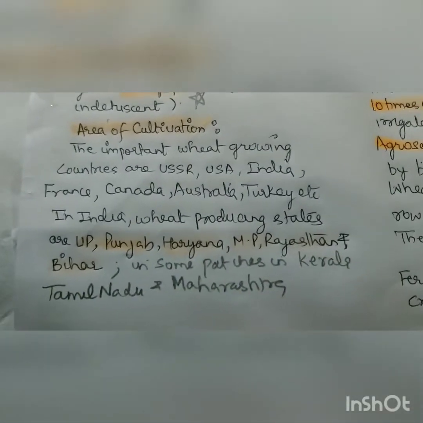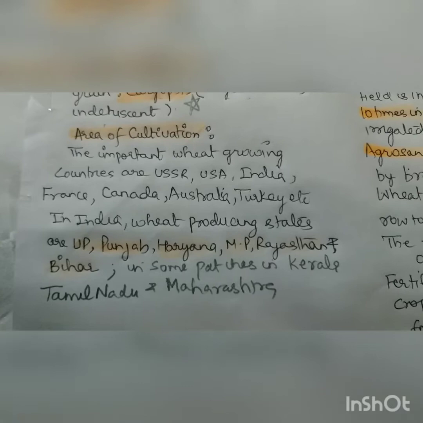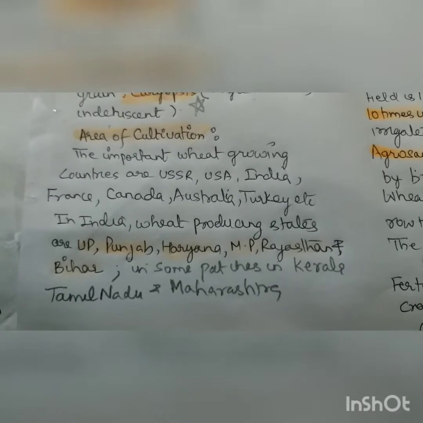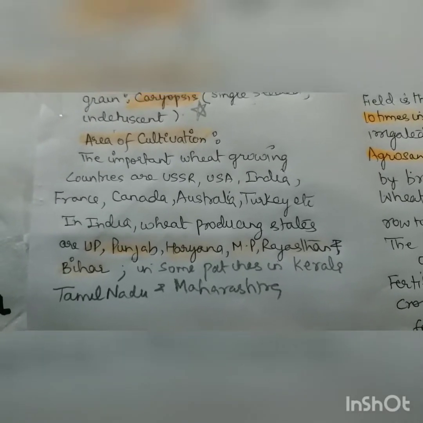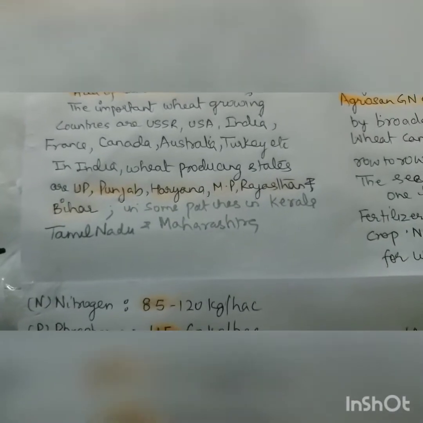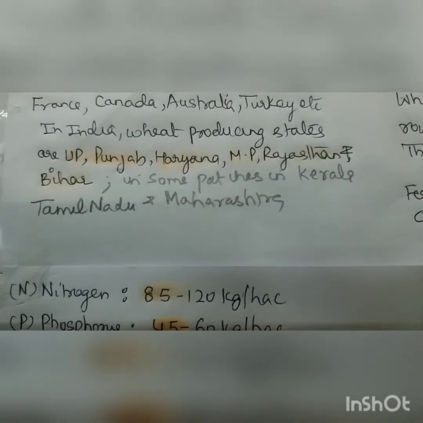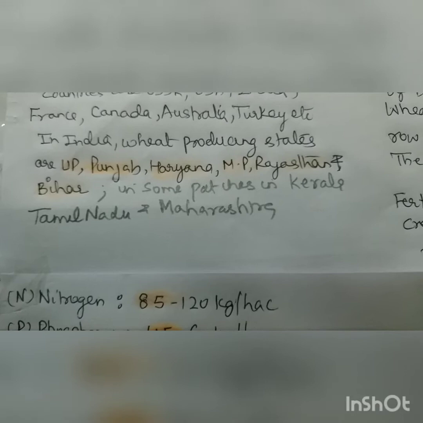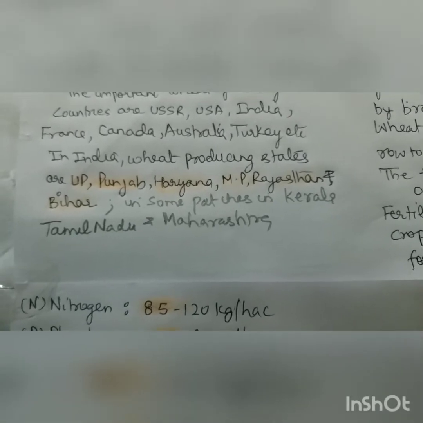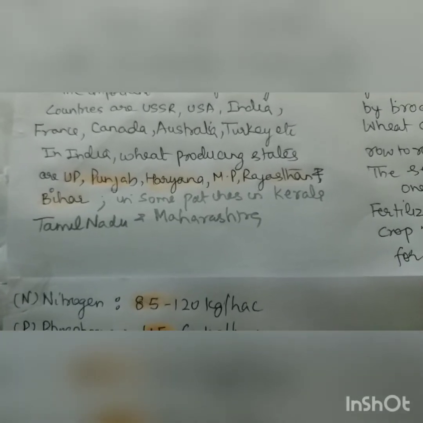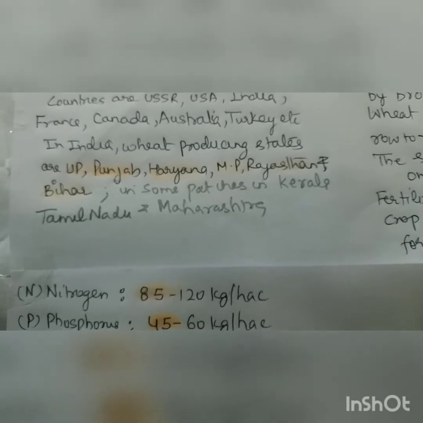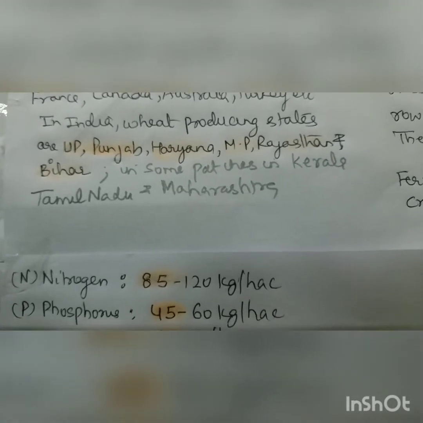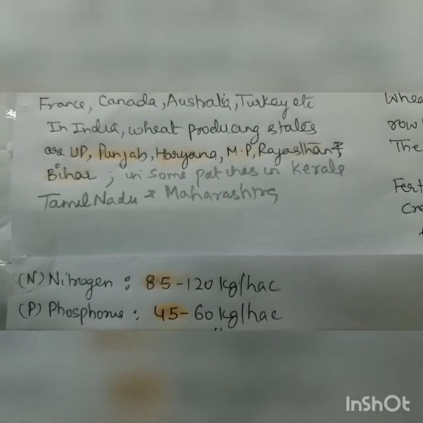So, area of cultivation. The important wheat producing countries are USSR, USA, India, France, Canada, Australia and Turkey. In India, the wheat producing states are UP, Punjab, Haryana, Madhya Pradesh, Rajasthan and Bihar. They account for 84% of the Indian wheat production, whereas it also occurs in some patches in Kerala, Tamil Nadu and Maharashtra.